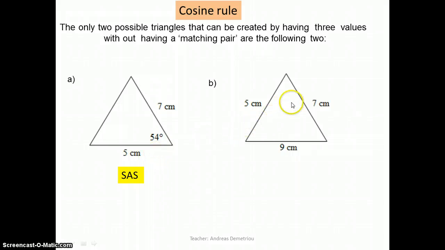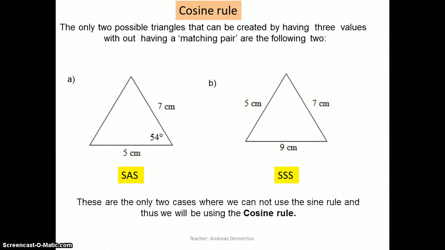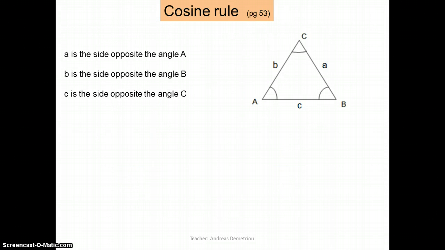In the second triangle, you have all the three sides, but you don't know any of the opposite corresponding angles. Therefore, again, you cannot use the sine rule. This is side, side, side, and these are the only two cases where we will be using the cosine rule. As before, we label the sides with the name which is opposite of their corresponding angles.